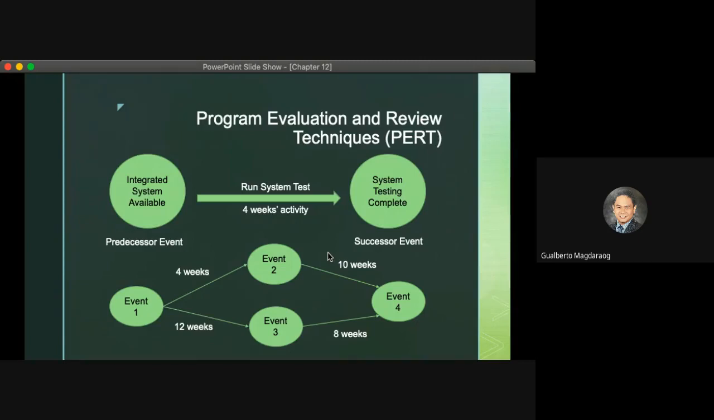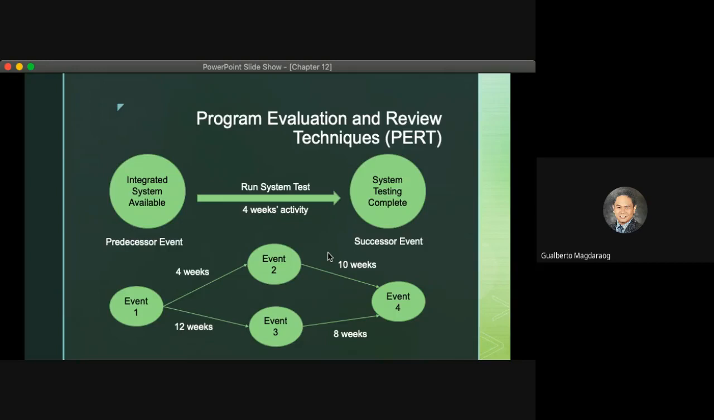Okay, next is program evaluation and review technique. Under PERT, this tool is normally used for project-based problems that require computation of time and possibility of the minimum cost of producing or finishing a project, the least time at the least cost.